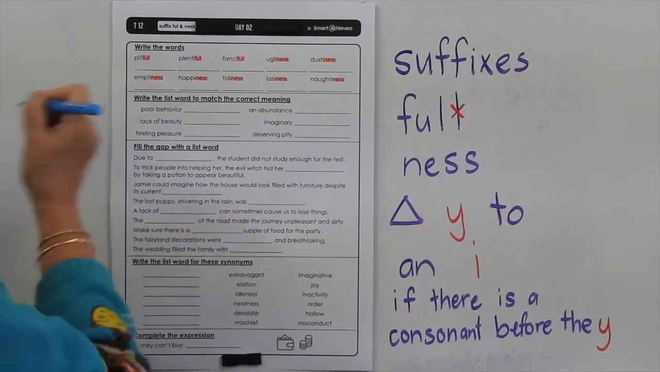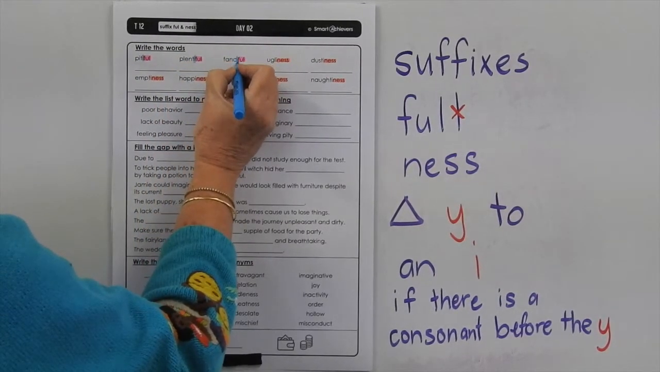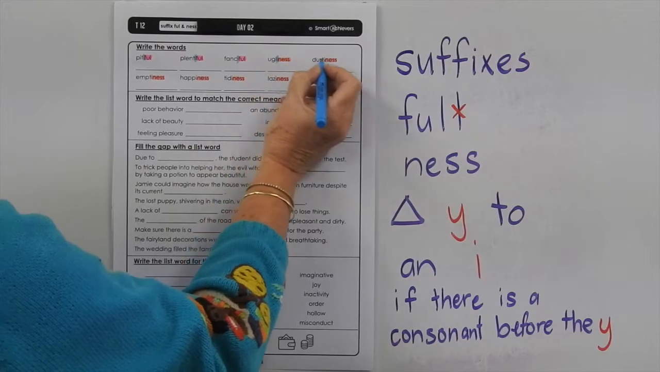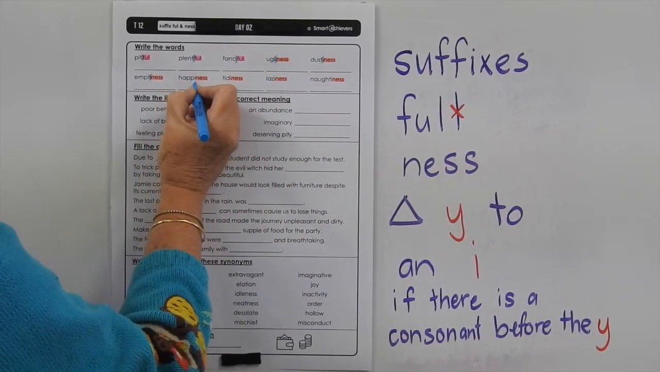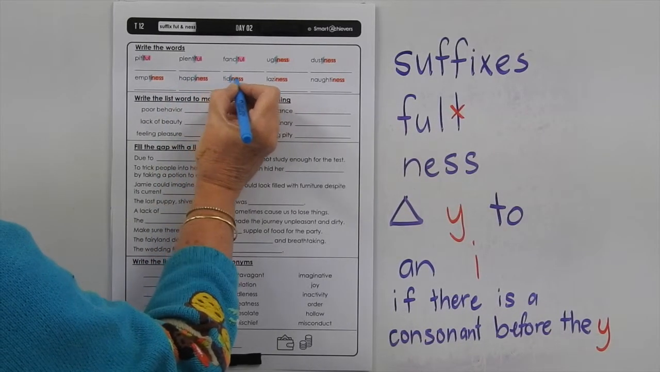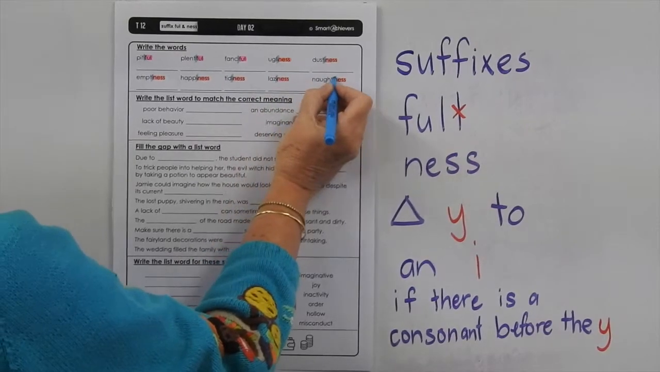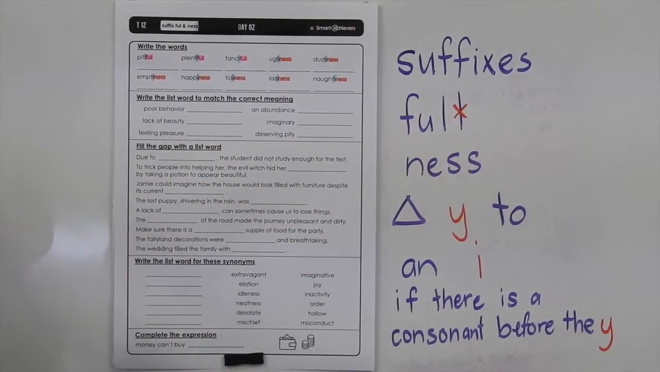So we've got pit-i-ful. We've got plentiful, fanciful, ugliness, dustiness, emptiness. It's not happyness, it's happiness. It's not tiredness, it's tidiness. So do remember to replace the Y with the I. Make sure you put that letter in.